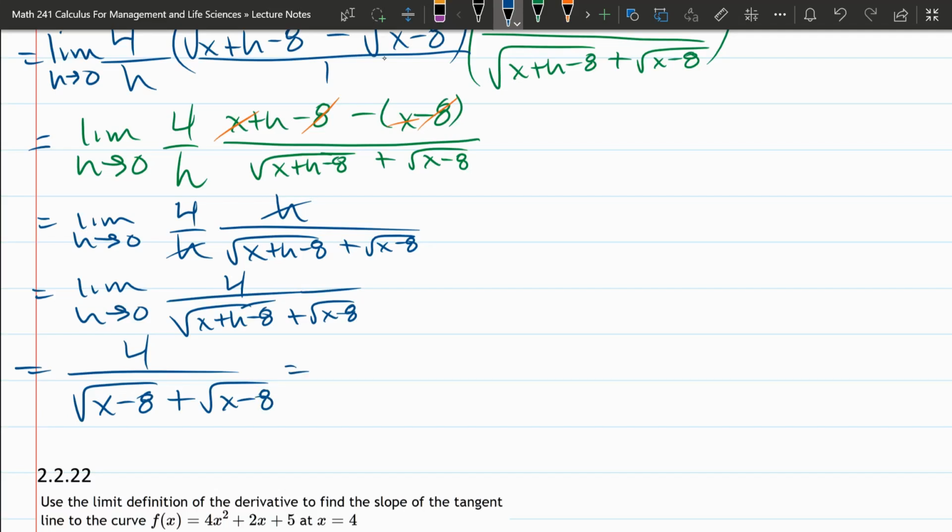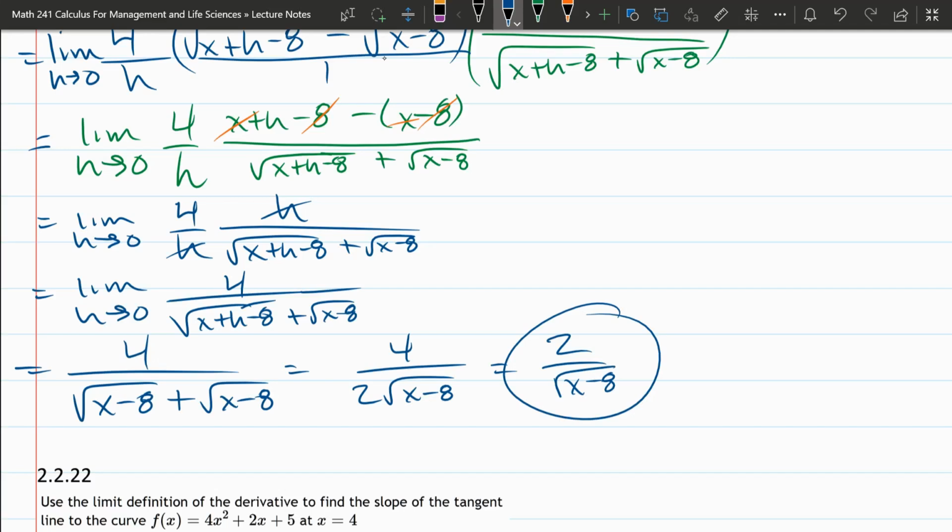So from here, there are 2 square roots added together, so it's 2 square root of x minus 8 over 4, and that can reduce to 2 over the square root of x minus 8. All right, that is our derivative using the definition.